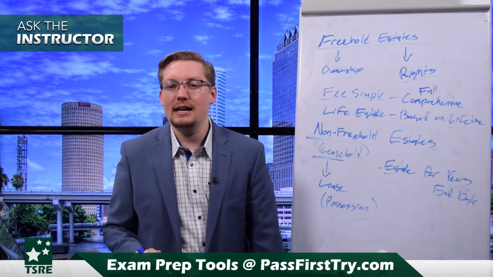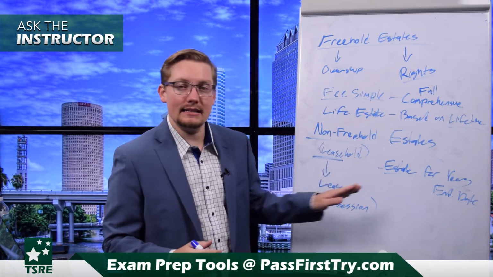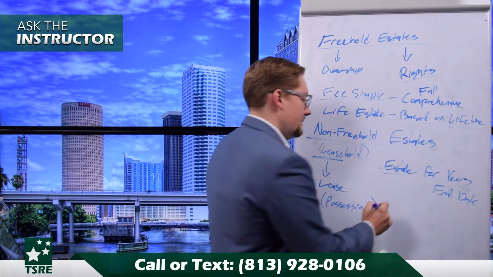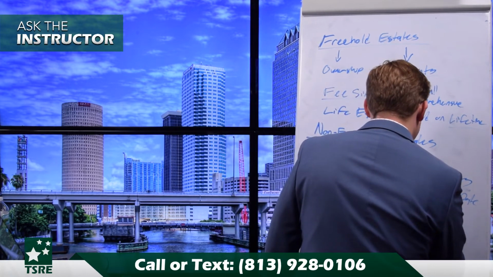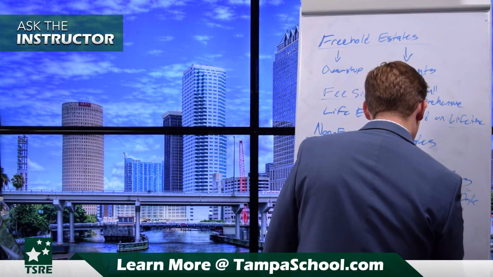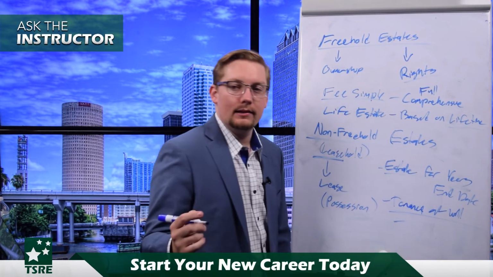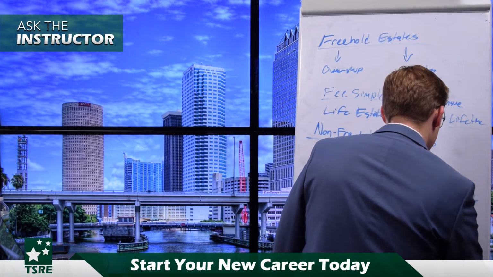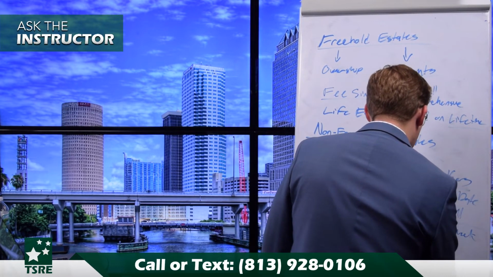Estate for years means you have an end date. It's a lease estate. It's a lease with an end date. That's estate for years. The other type is tenancy at will. And tenancy at will, these are either week to week or month to month.